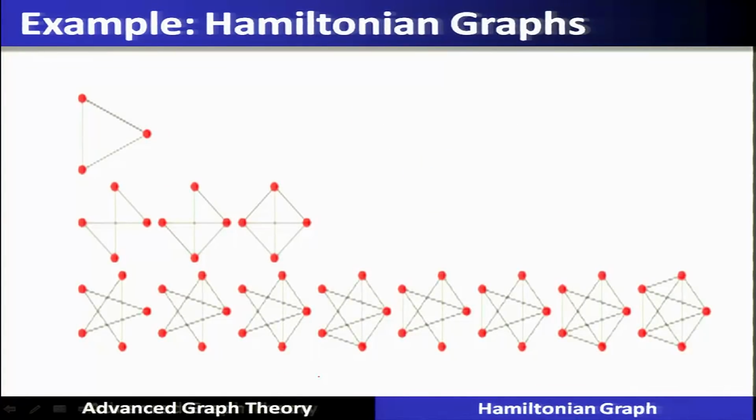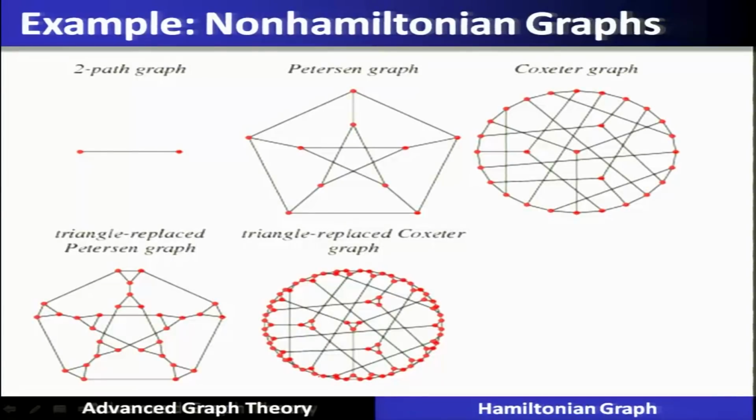Similarly, these are different graphs shown which are basically Hamiltonian graphs having the Hamiltonian cycle or circuit within them. These are examples of non-Hamiltonian graphs. Why? Because they do not have a Hamiltonian circuit or Hamiltonian cycle, therefore they are all non-Hamiltonian graphs.